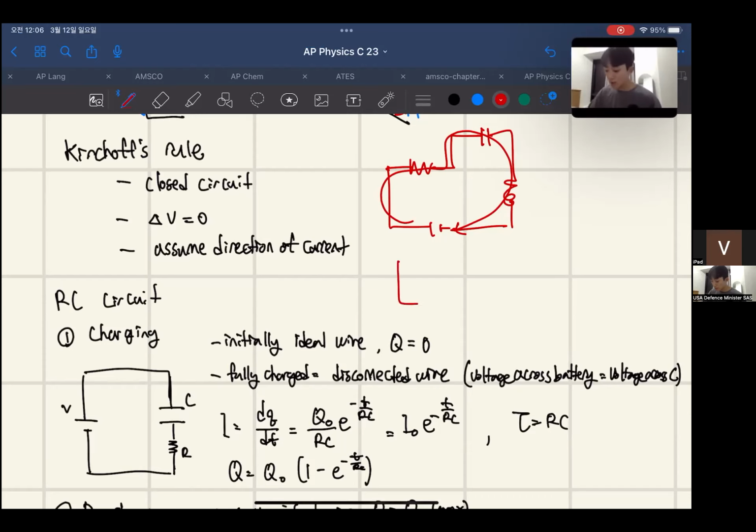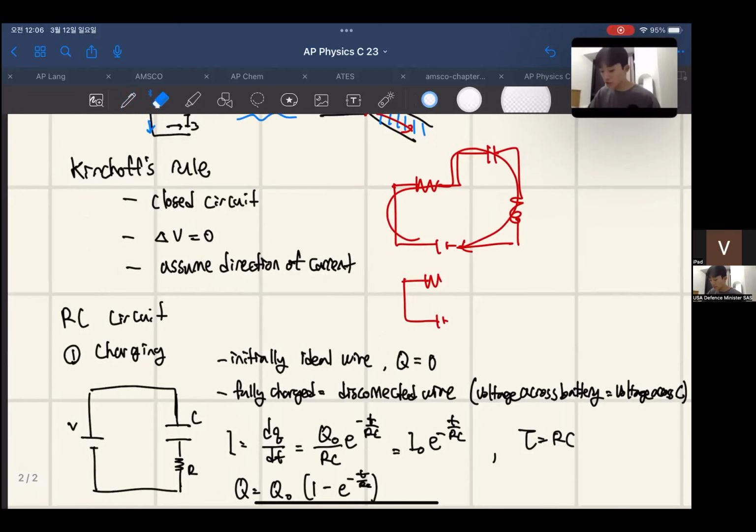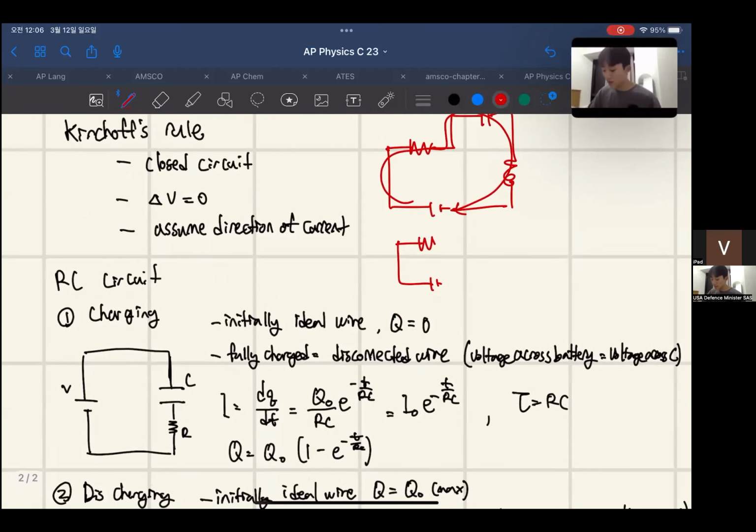So let's think about something simpler, because obviously the one I just drew has a lot of components and it's going to be hard to explain. So let's think about this.